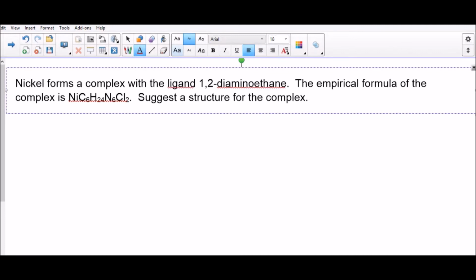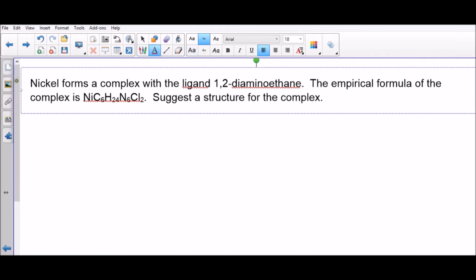Okay, here we've got a slightly different way of asking a transition metal complex question. So we've got nickel forms complex with the ligand 1,2-diaminoethane. We've got the empirical formula of the complex and we've been asked to suggest a structure. So pause the video now if you want to have a go at this question before I go through the answer.